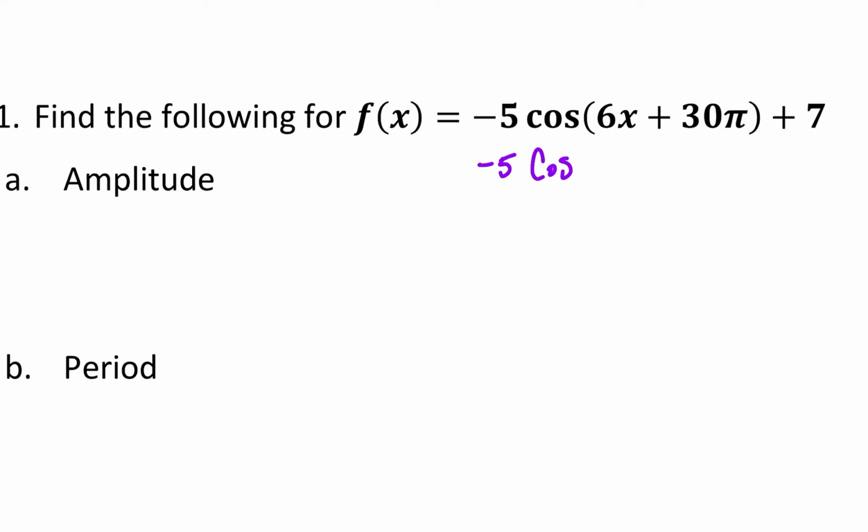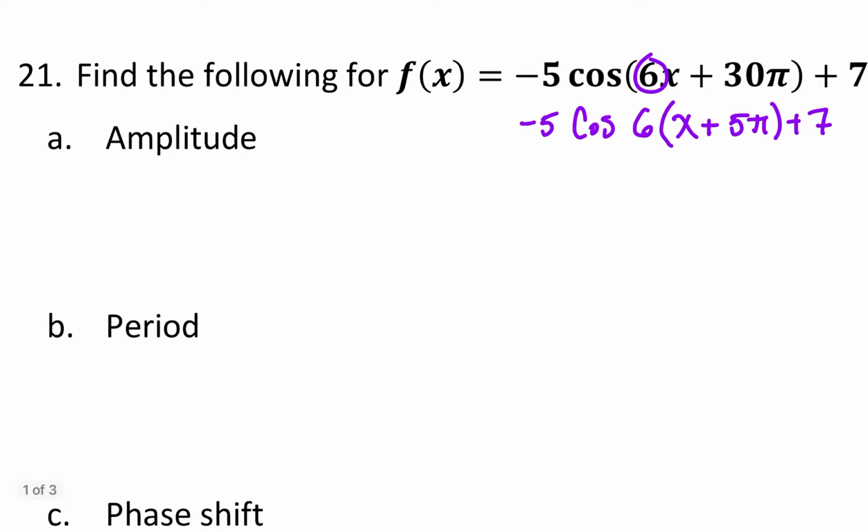So -5 times the cosine. Whatever's in front of x has to come out, so I'm going to put 6. 6x divided by 6 is x. And positive 30 pi divided by 6 is positive 5 pi, plus 7. That's a little bit better.